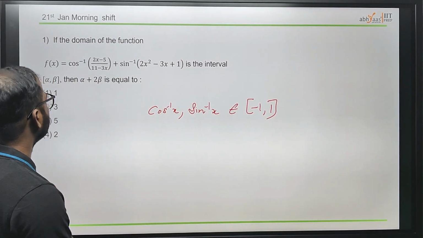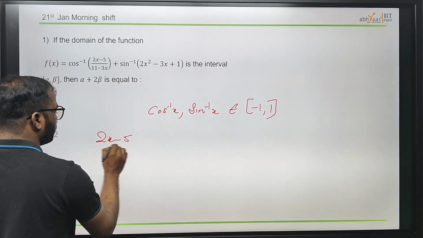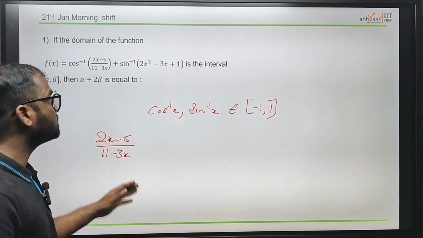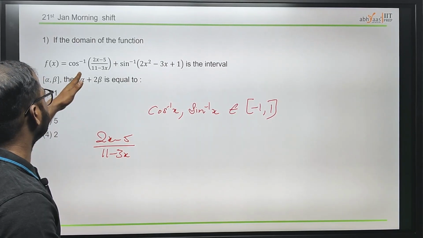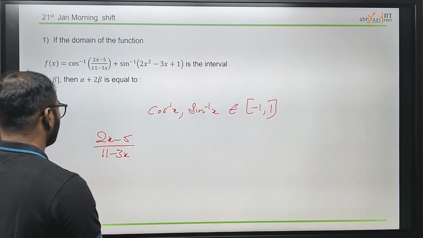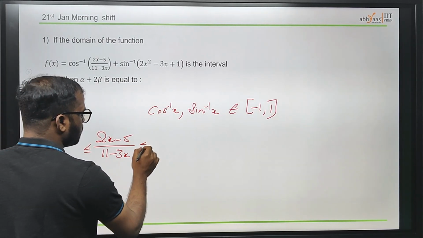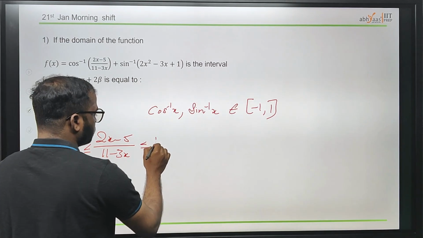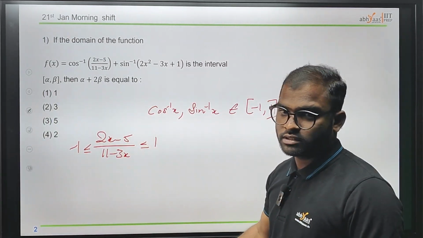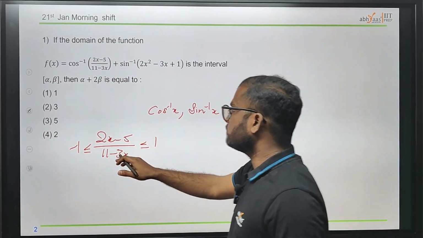Okay, if you observe, in this question they given (2x minus 5) divided by (11 minus 3x). Firstly we will see this cos inverse function, and the sin inverse function after that. First we will see here, we know this will be in between minus 1 and 1. Now by this we can easily find the domain of this function, which is a rational function.